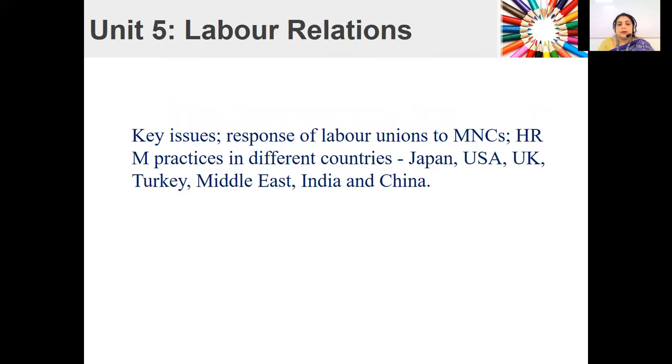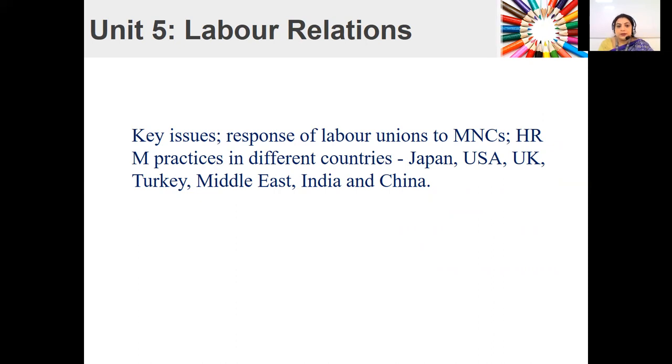Our unit number 5 is labor relations, which deals with different kinds of key issues in an MNC, and HRM practices which have been practiced by different countries like Japan, USA, UK, Turkey, and Middle East, India, as well as China. And what are the major key issues related to labor relations in these MNCs? So these are the 5 units which we are going to learn in our IHRM.